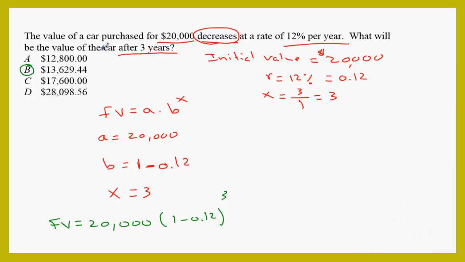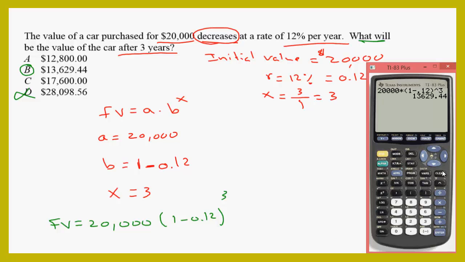What will be the value of the car? Always make sure that you get the right answer. What will be the value of the car after 3 years? This is the value after 3 years, and it makes perfect sense. If the car decreases 12% each year and the price of the car is $20,000, of course choice D is not right, because 28 is higher than 20,000. The number is decreasing. It's not 17,000 either. I'm going to show you another way to do this problem, if the price is decreasing 12% each year.